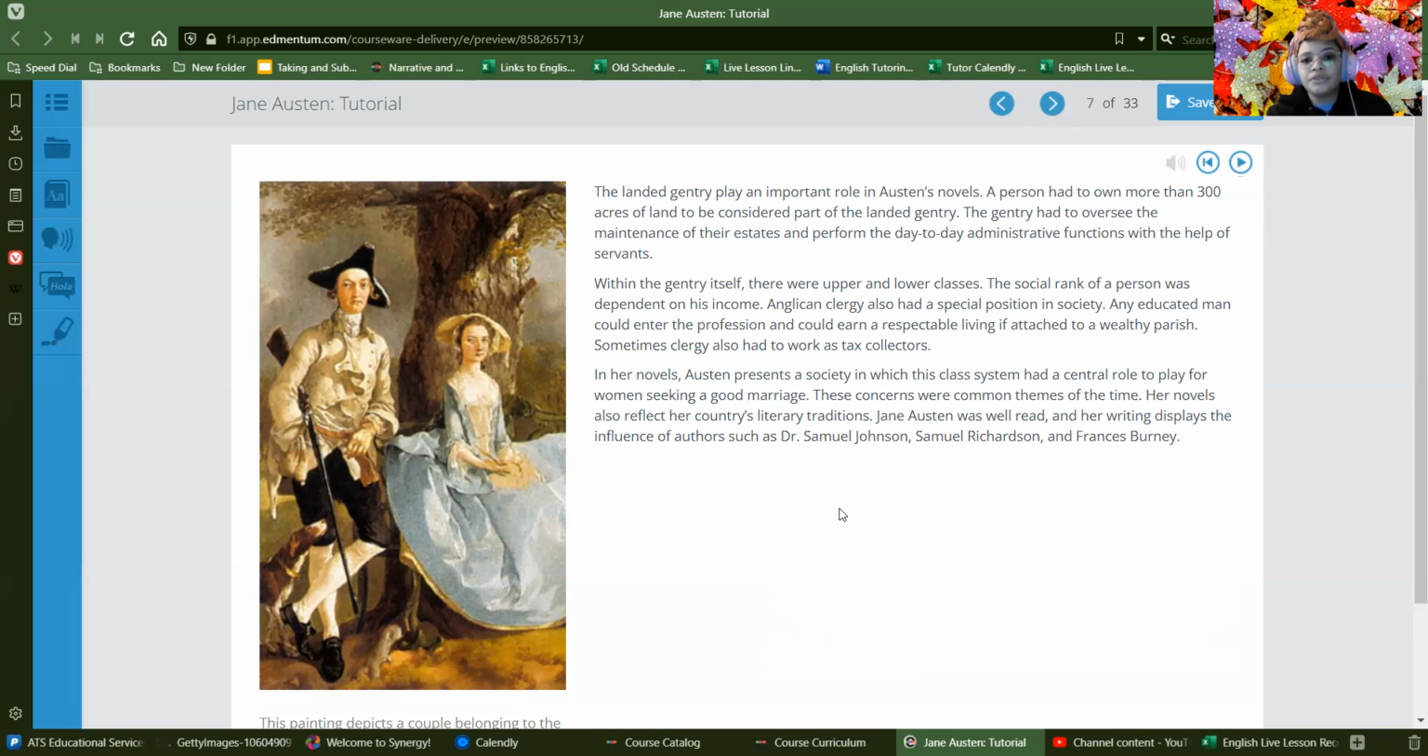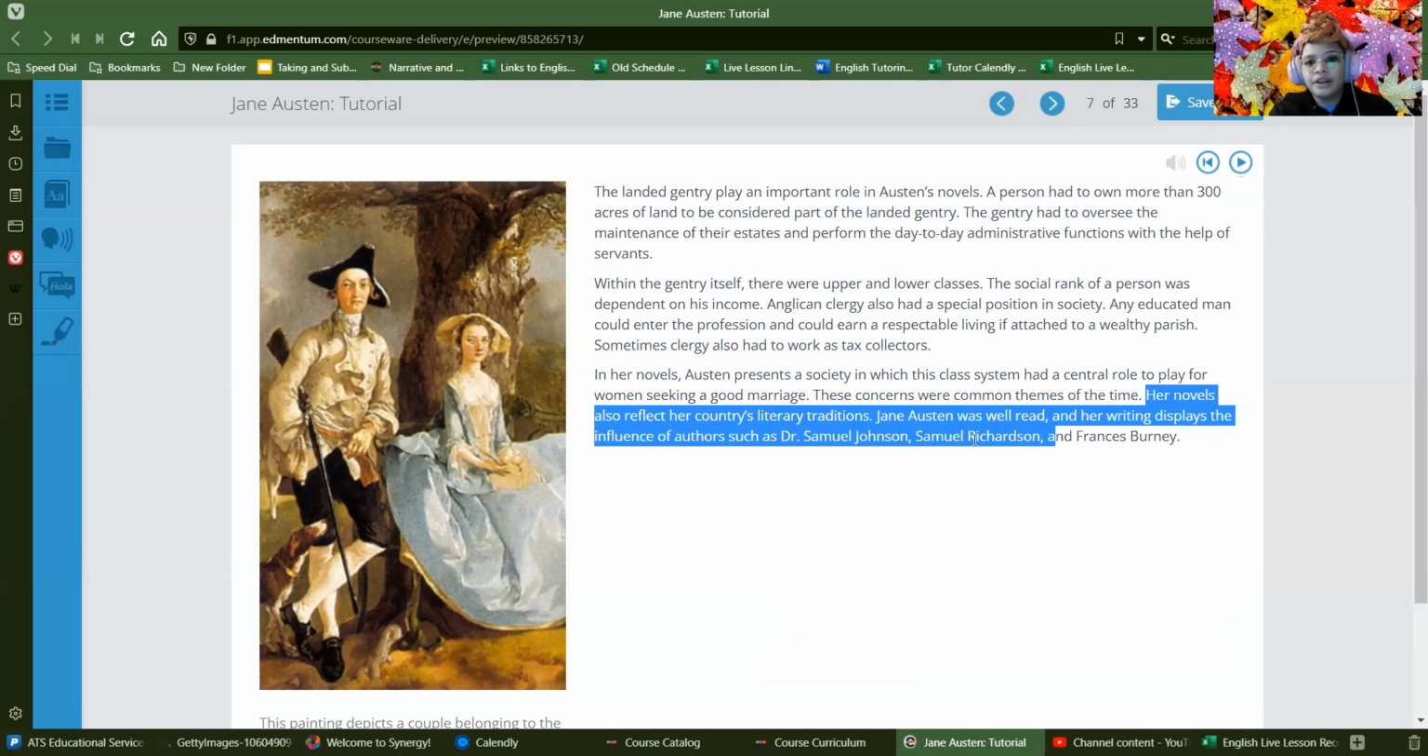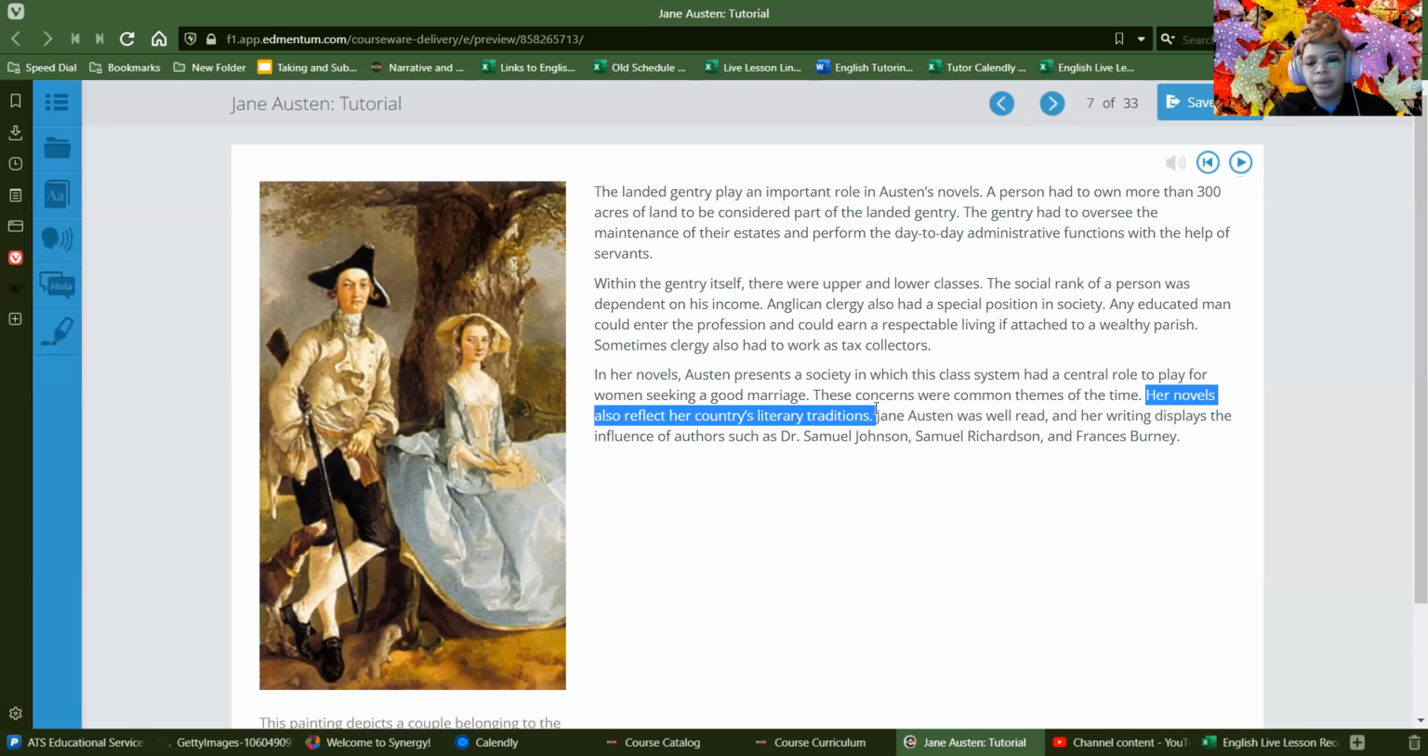It says that her novels also reflect on her country's literary traditions. So by literary traditions, they mean the types of books that the country or region is famous for putting out at the time. So she was influenced by other books that came before hers and that were written in ways that were native to Britain.